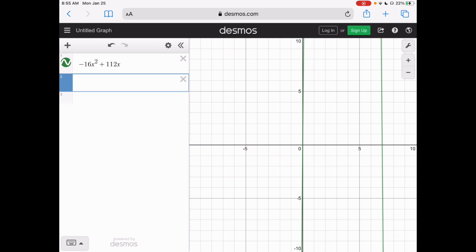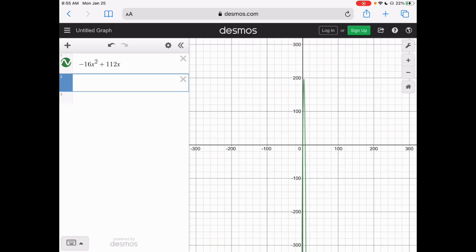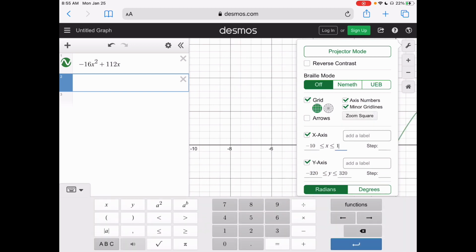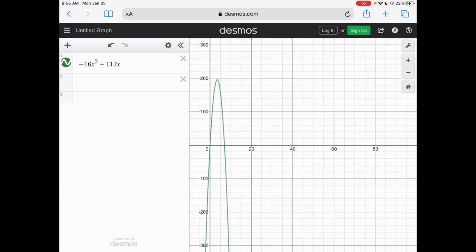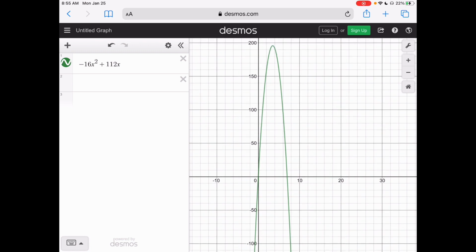This problem could have also been solved by graphing. Go type your equation into Desmos, and then zoom out until you can see all of it. And if you need to, change your x's. You can even zoom in more if you need to. We're looking for x when y is 0, so I'm looking right here at this axis. And I see there's two places where y is 0, at x equals 0 and at x equals 7. So at 7 seconds, my rocket hits the ground, the exact answer we got when we did it by hand.